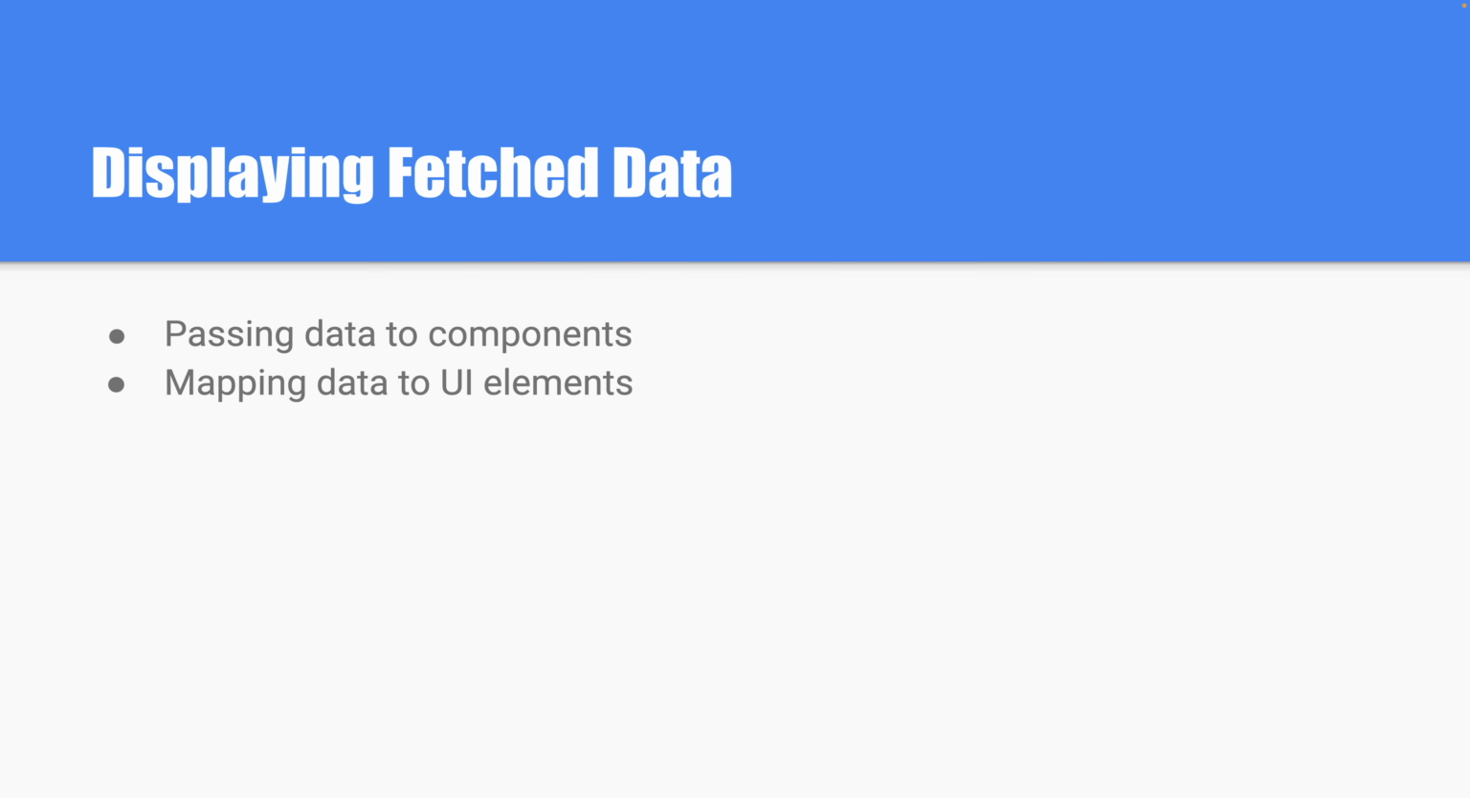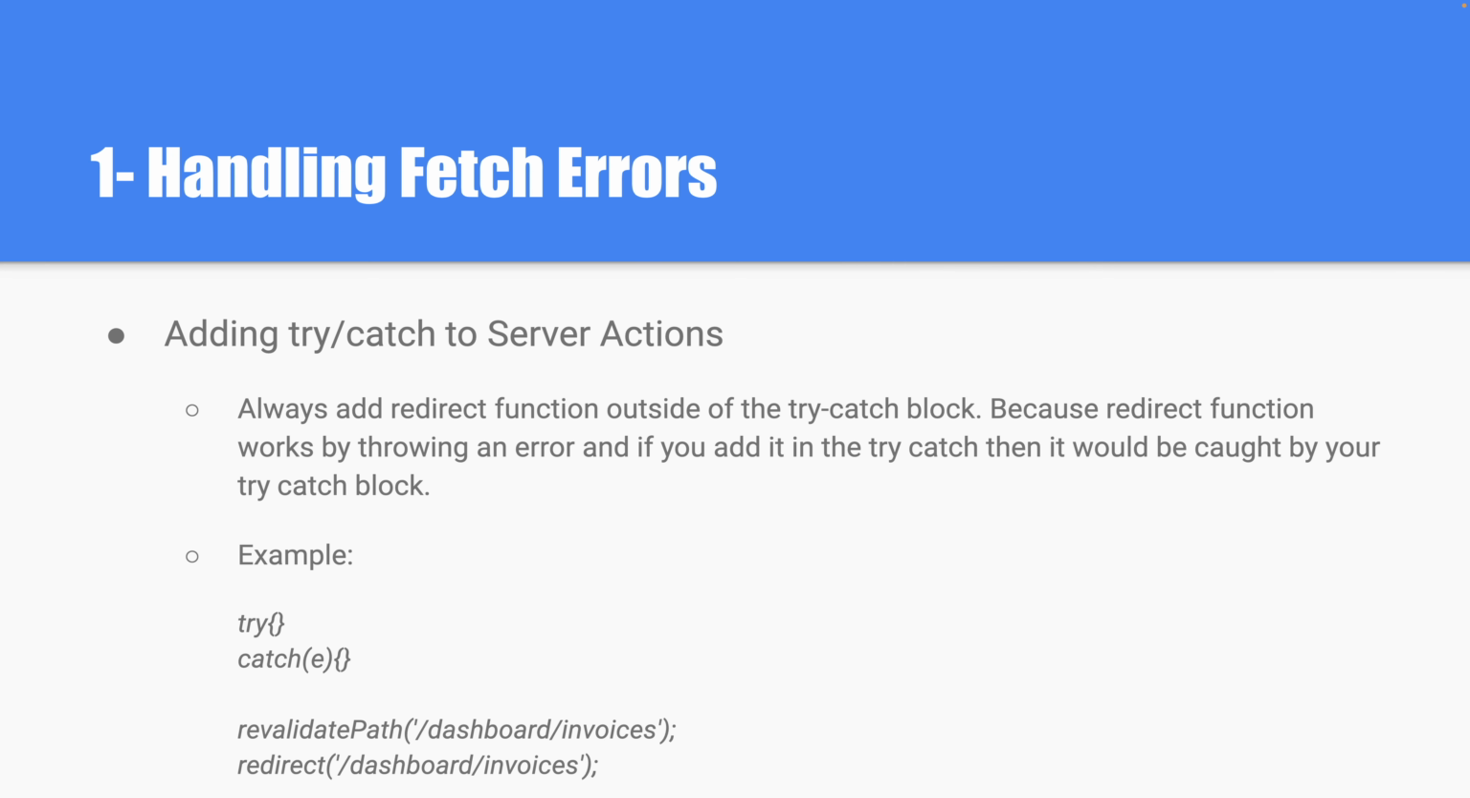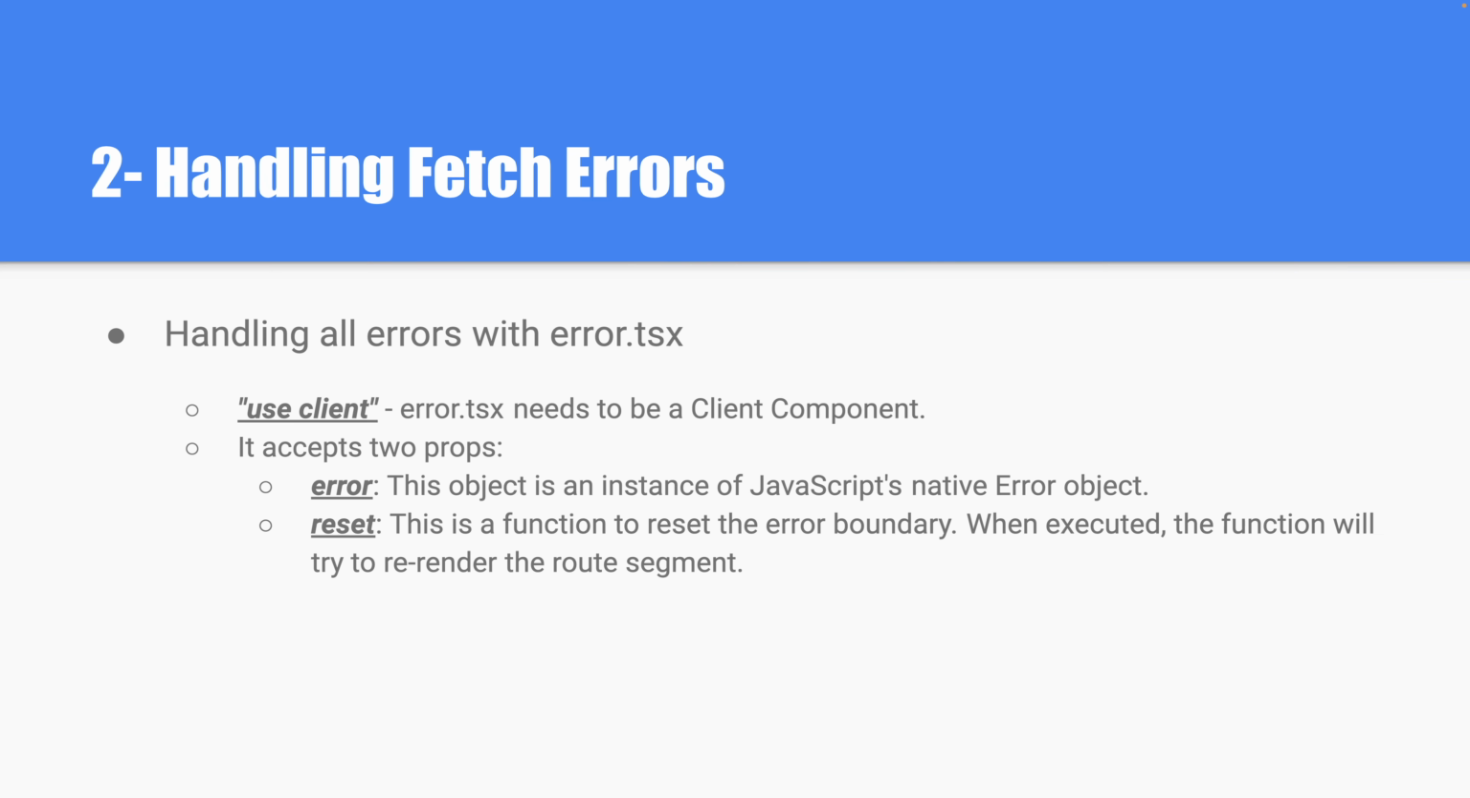Then we will display the fetched data by passing data to the components, and we will map data to the UI elements. Okay. Then we will also discuss how to handle the fetch errors. I will demonstrate by using try catch in the server actions, and we will also show you how to redirect if there is an error, and I will also show you how to handle errors with the error.tsx. So we will define an error boundary by creating error.tsx in our app directory.